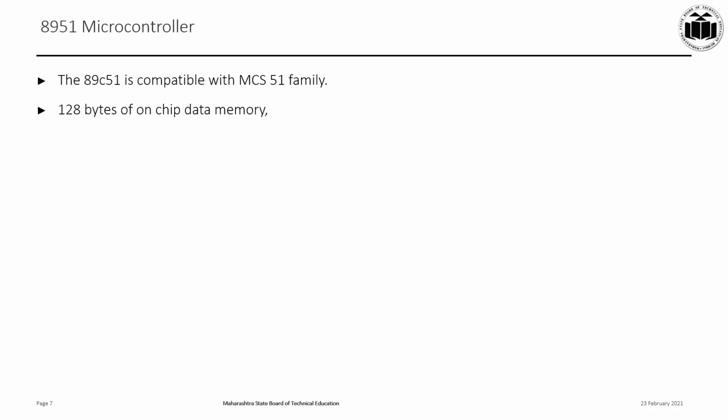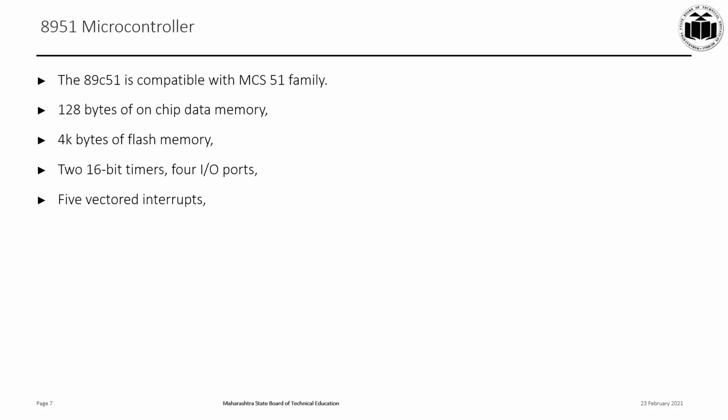So first, let us talk about the 8951 microcontroller. The 89C51 microcontroller is compatible with the MCS 51 family. It has 128 bytes of on-chip data memory and it has 4 kilobytes of flash memory. Also, it has two 16-bit timers and 4 I/O ports. There are 5 vectored interrupts and an on-chip oscillator as well as a serial port.